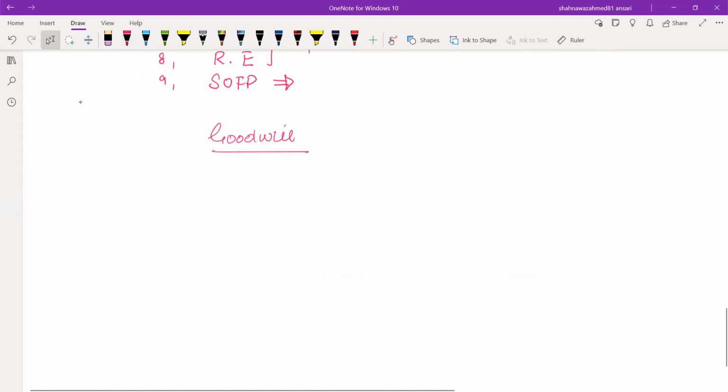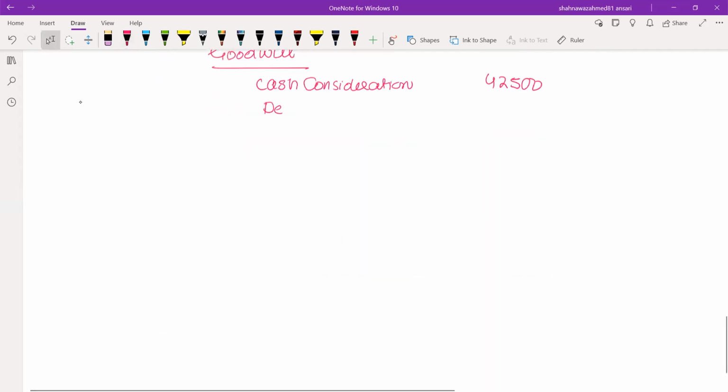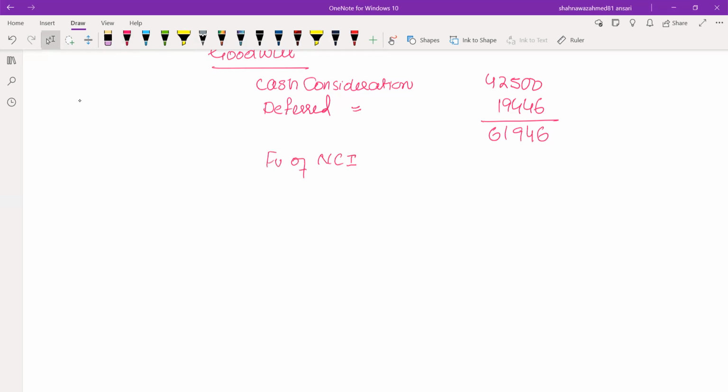First of all, we have to find out the cost of investment. So first of all, it's the cash consideration, which is given in the question, 42,500. Add the present value of deferred consideration, and this is 19,446. So total investment is 61,946. Then it's the fair value of NCI given in the question, that is 13,000. So it's 74,946.